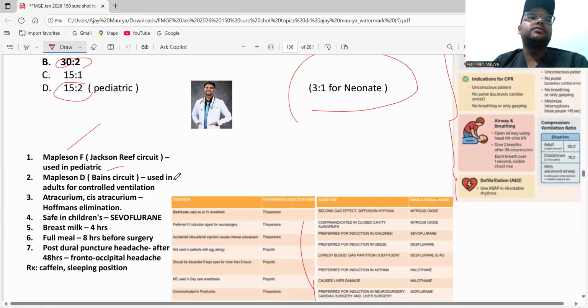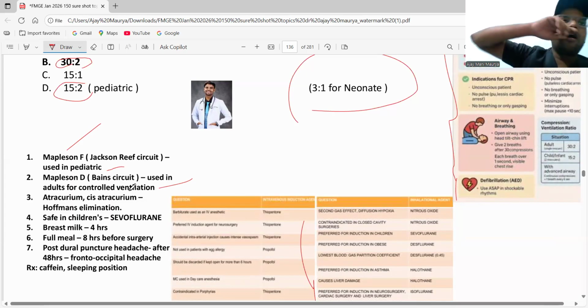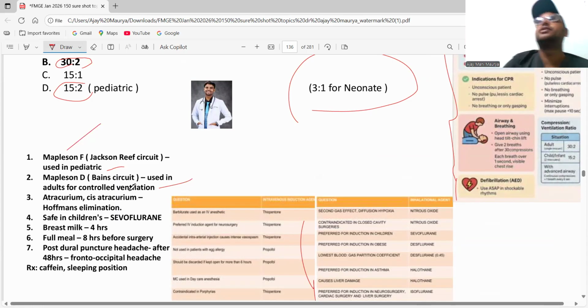Mapleson D is used for controlled ventilation in adults. Remember, atracurium and cisatracurium go by Hofmann elimination. It means they are not metabolized in the liver and kidney, they are metabolized in plasma. So it is safe during liver and kidney surgery. Sevoflurane is safe in children.